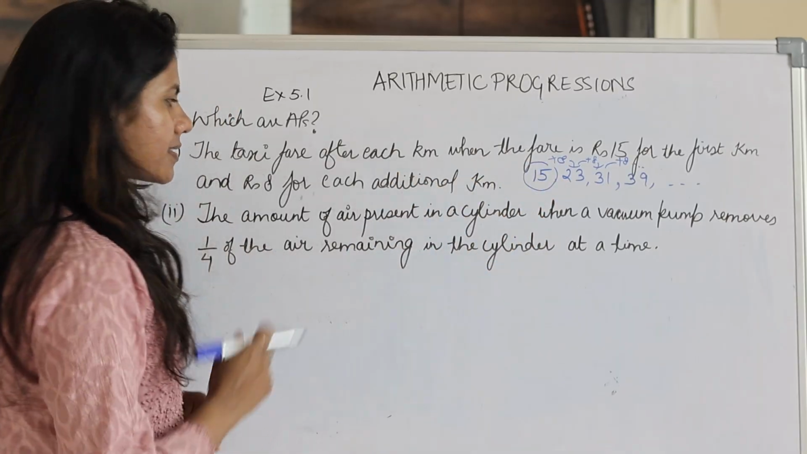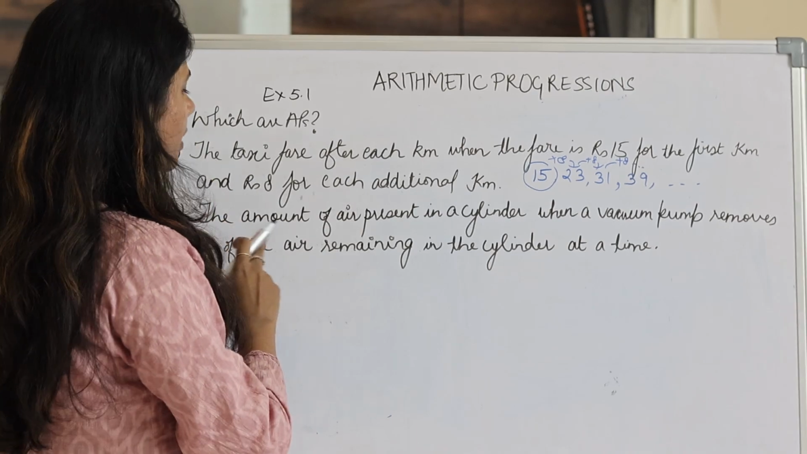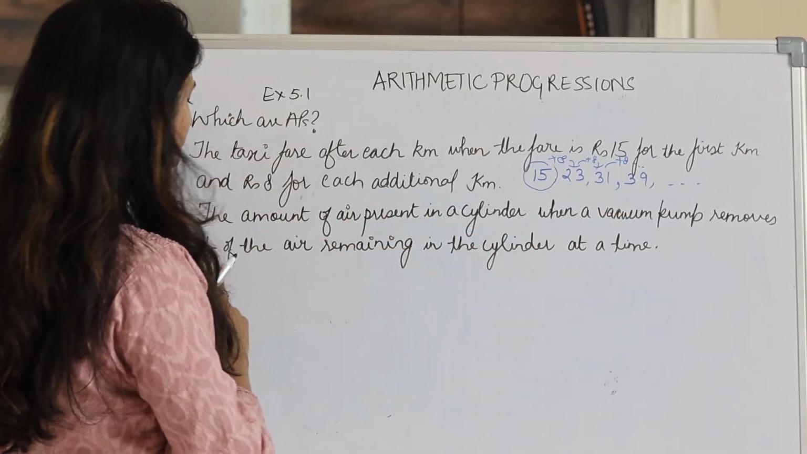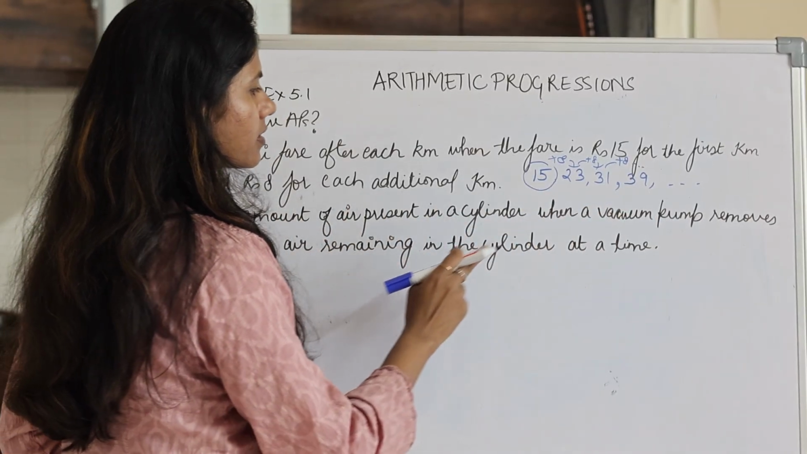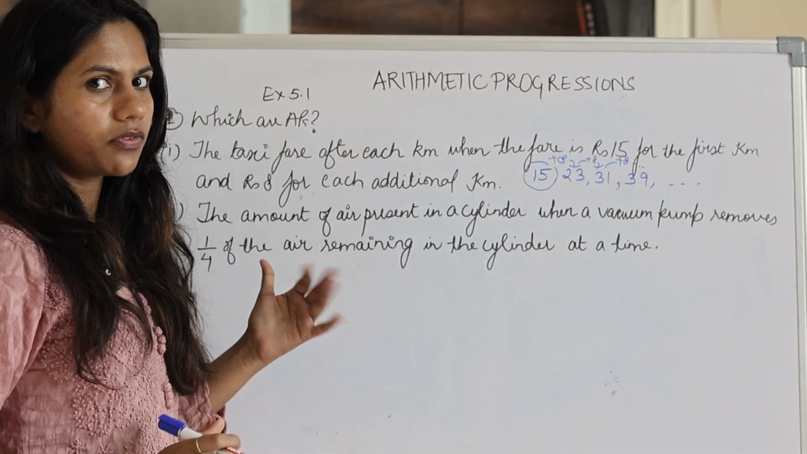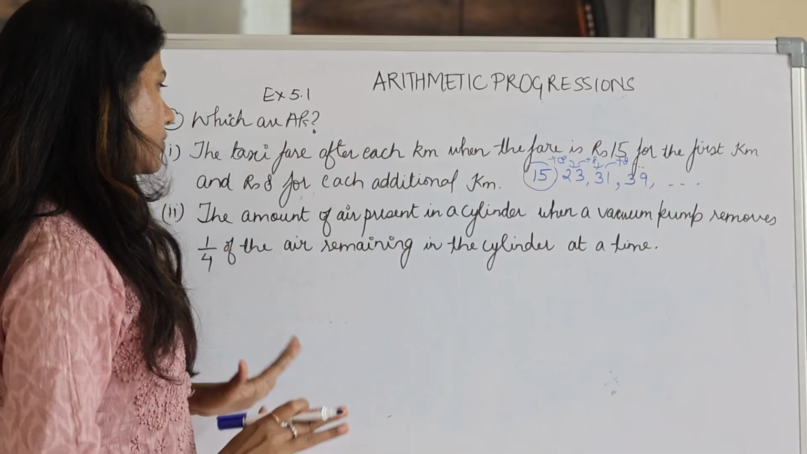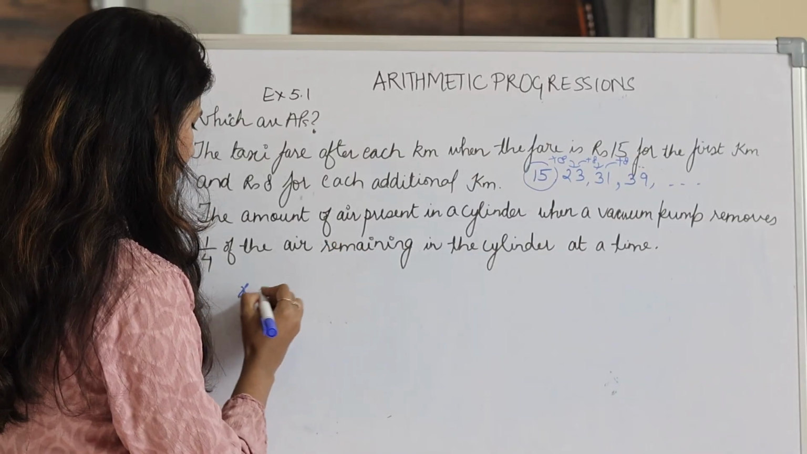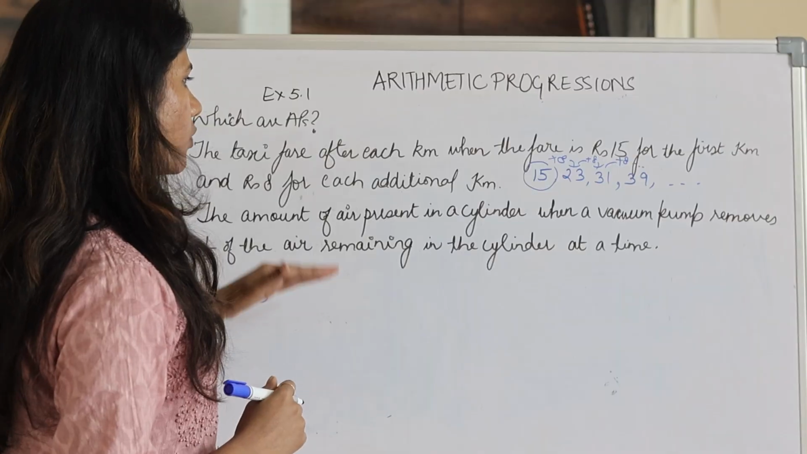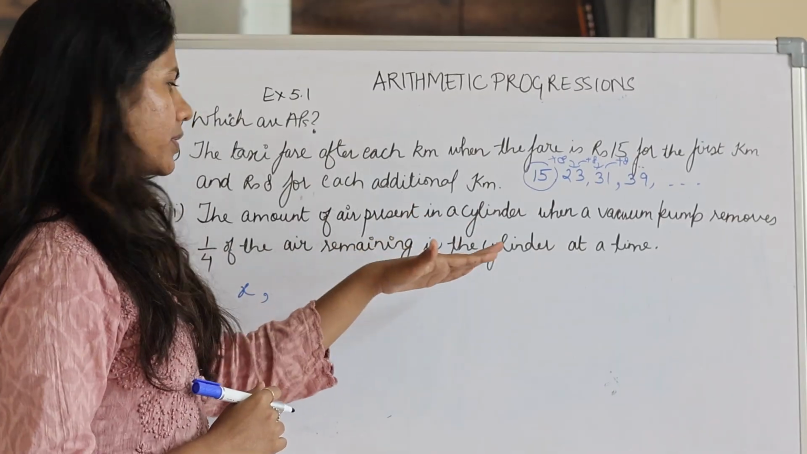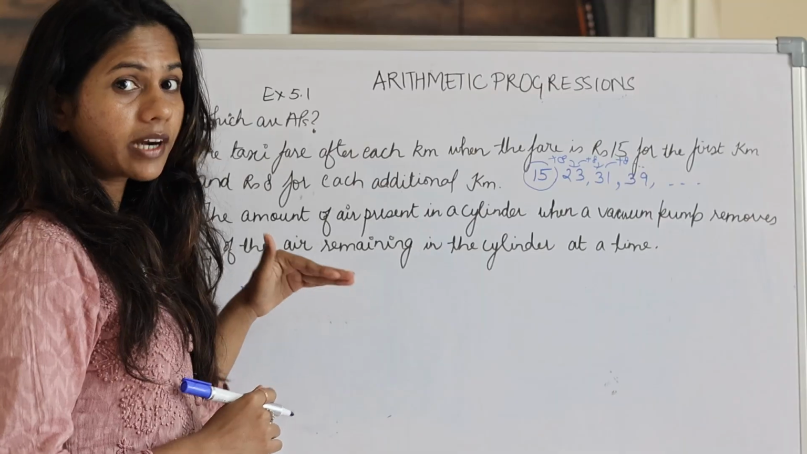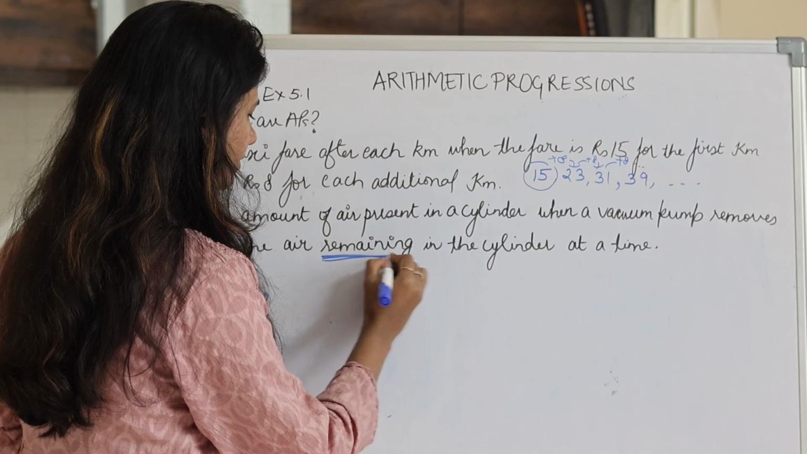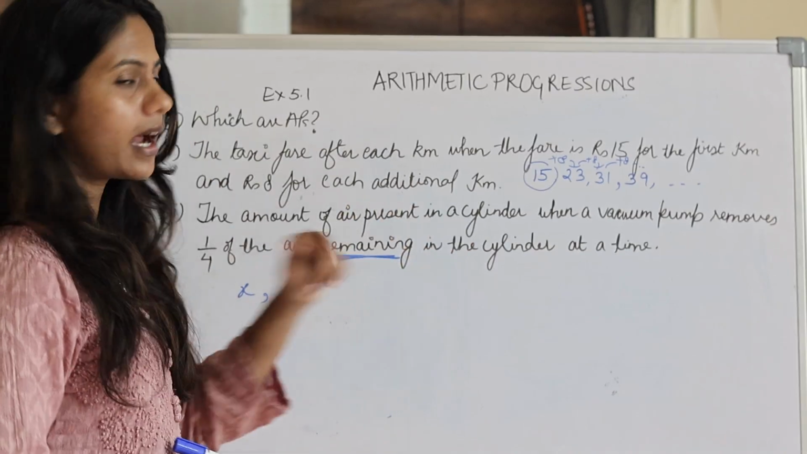Now for the second one, this is interesting. The amount of air present in a cylinder when a vacuum pump removes 1/4 of the air remaining in the cylinder at a time. For this one, let's assume the amount of air initially present in the cylinder is X. Every time, the vacuum pump is removing 1/4 of the remaining air. This needs to be focused on: remaining air, in the cylinder at a time.